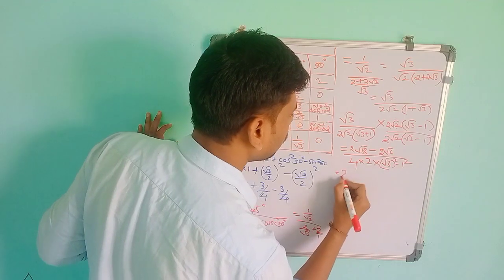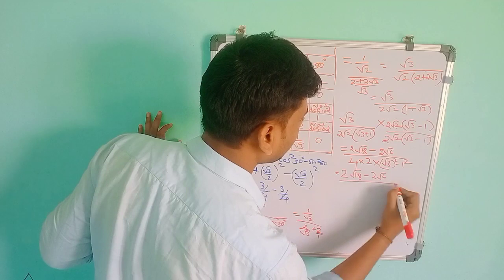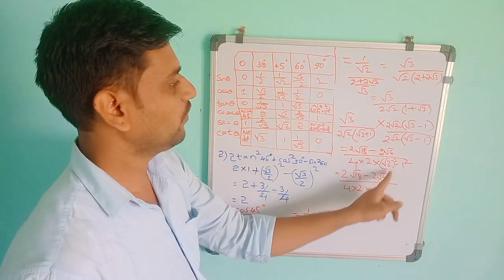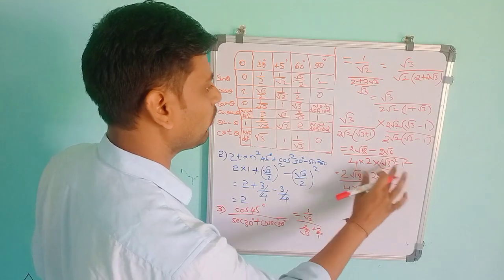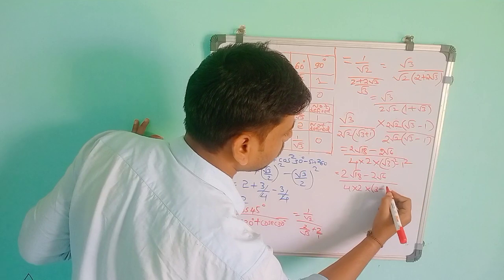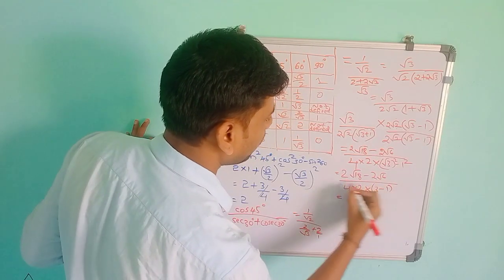It will be 2 root 18 minus 2 root 6 divided by 4 into 2 into root 3 whole square. Root 3 into root 3, root 9. Root 9 value is 3. So 3 minus 1 square is 1. So 3 minus 1. This one you can take 2 common.